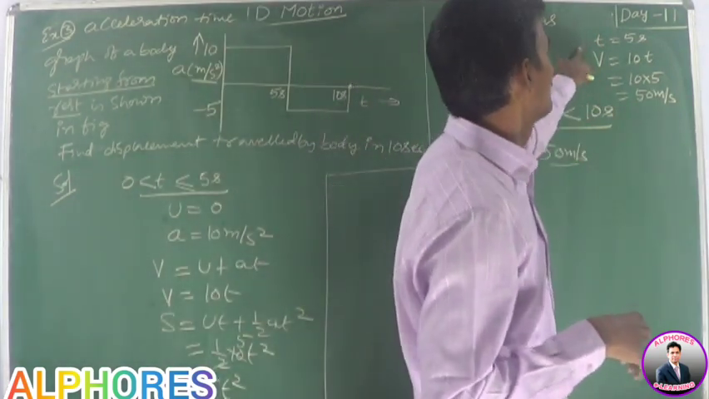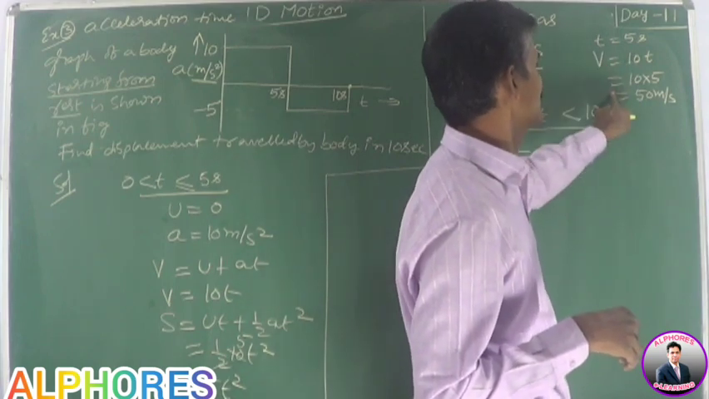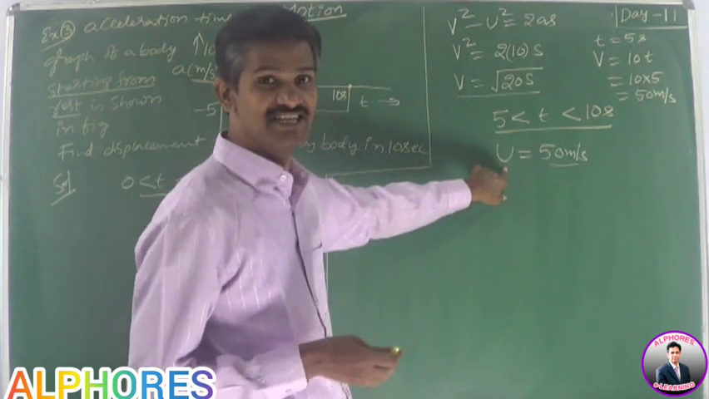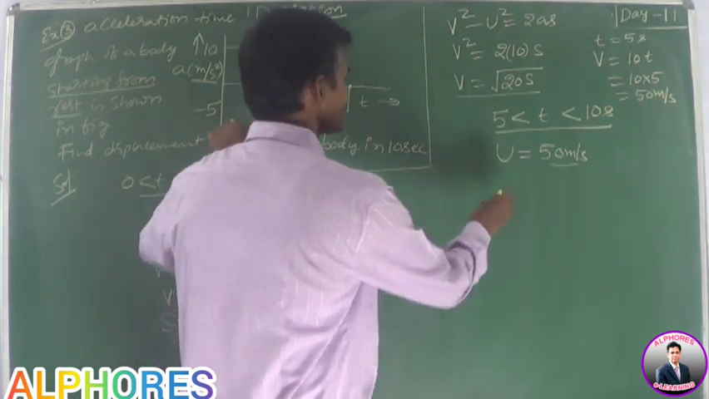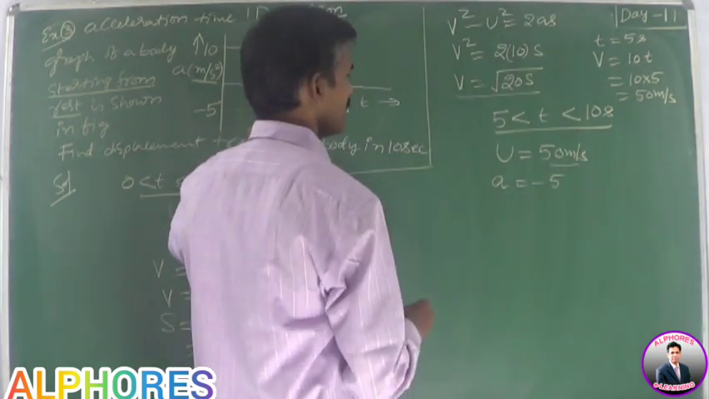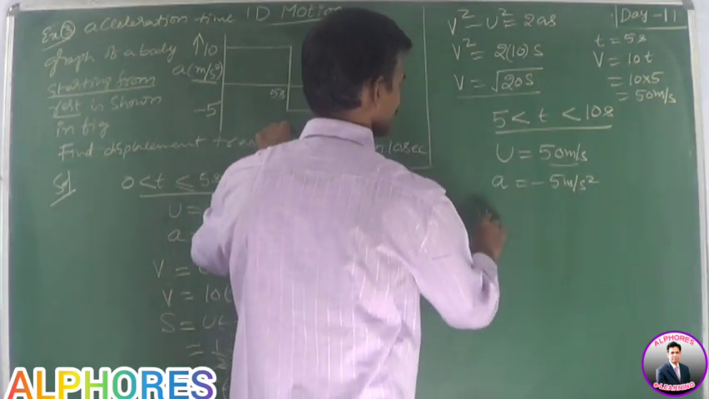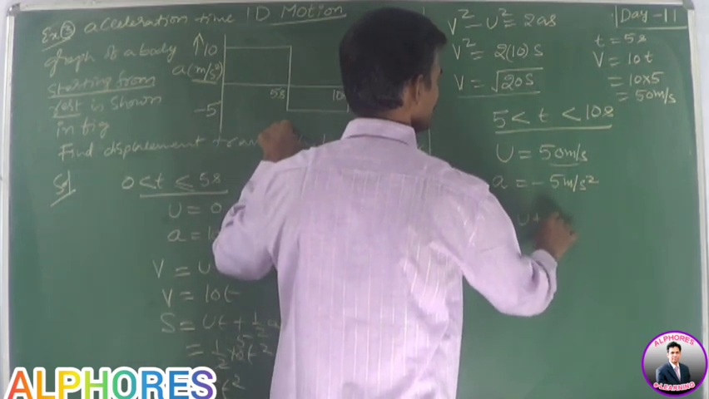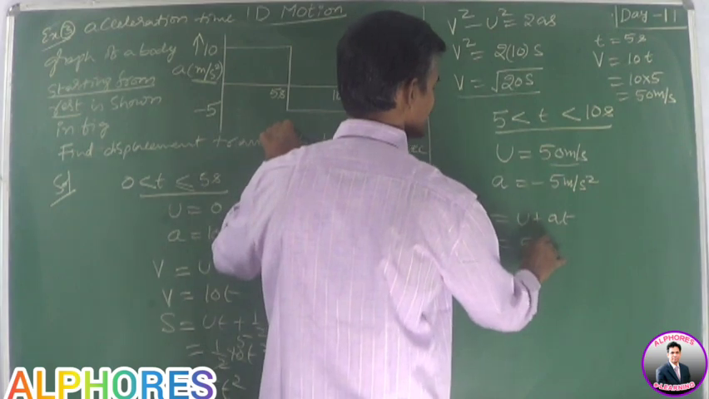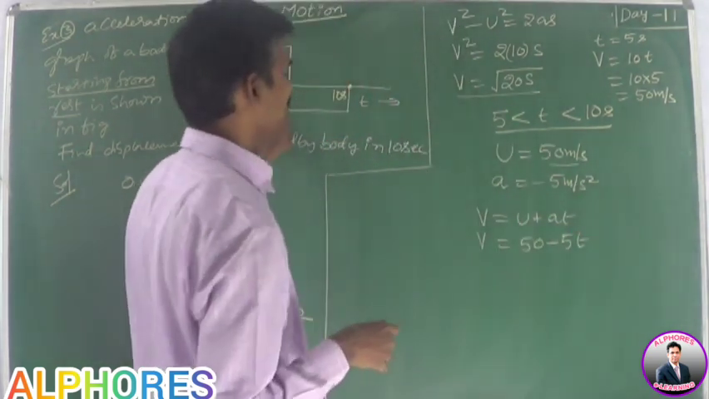At 5 seconds the velocity is 50 meter per second, and that behaves as the initial velocity. But here the acceleration is negative, that is minus 5 meter per second square. So our equation v equal to u plus at can be written as v equal to 50 minus 5.